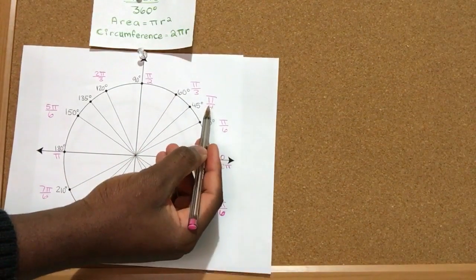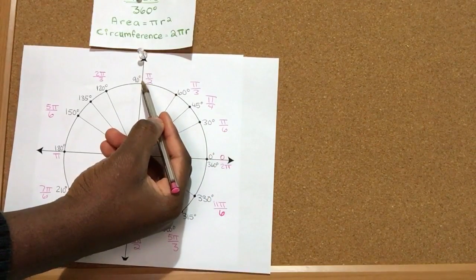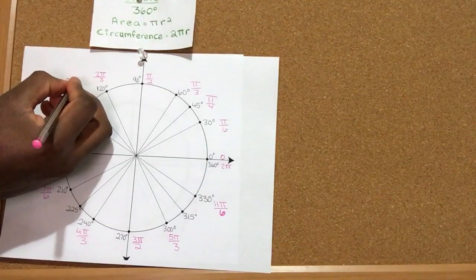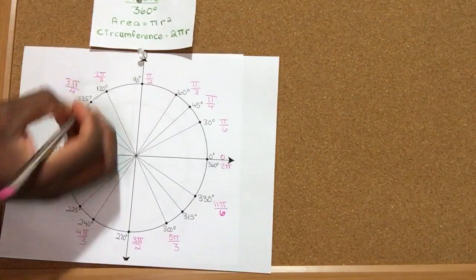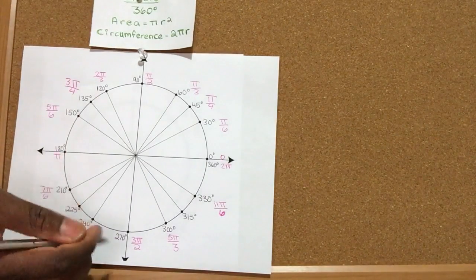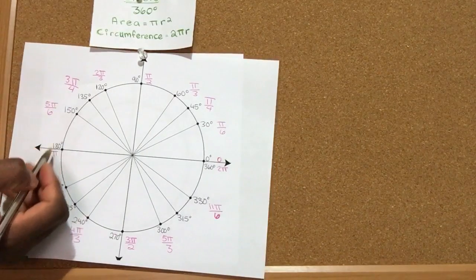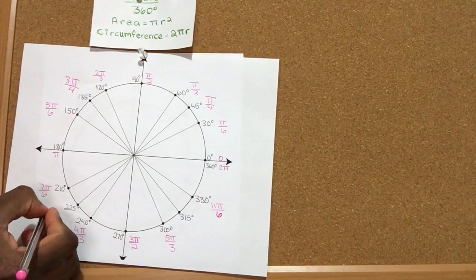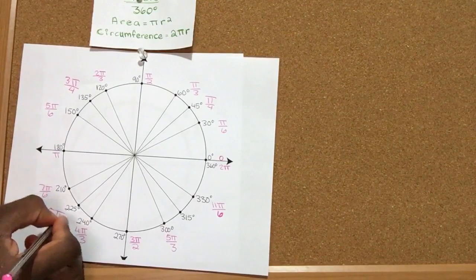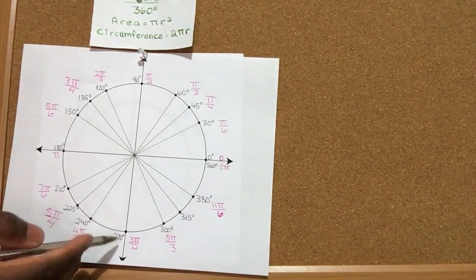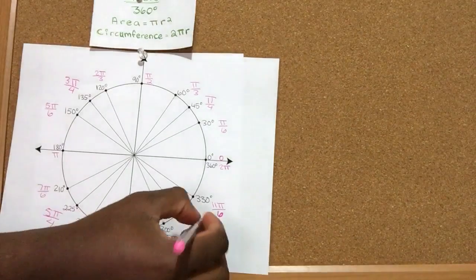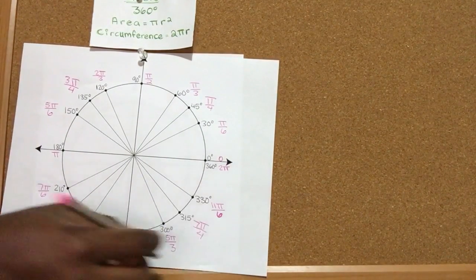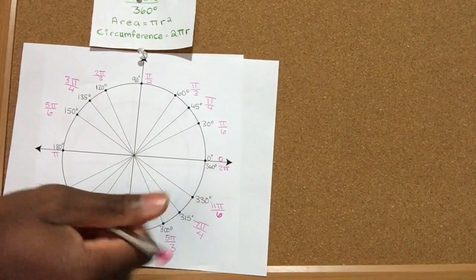We have 0, pi over 4, 2 pi over 4, which simplifies right there. Now we have 3 pi over 4, 4 pi over 4. Thank you for catching my mistake. Now we have 5 pi over 4. After that, 6 pi over 4, 7 pi over 4, and last but not least, 8 pi over 4.